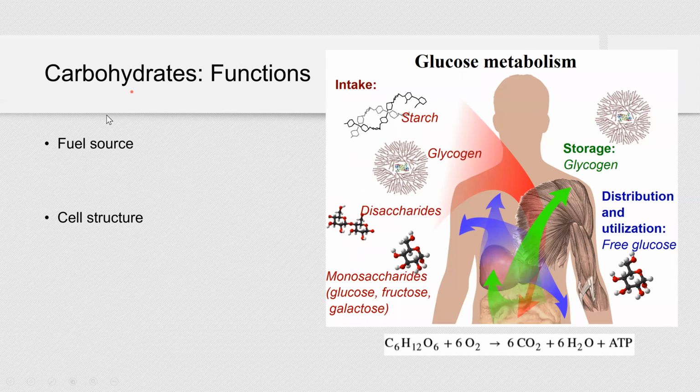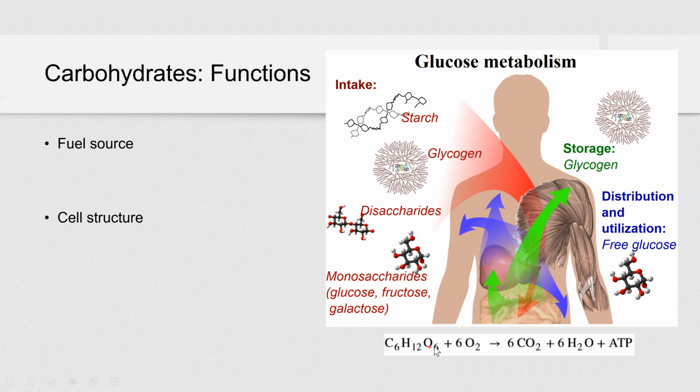Right, so mostly carbohydrates are a source of fuel, and for plants they are a cell structure, but not for us that much. So here you can see that you take in starch, you take in glycogen, because when you eat animal products, they don't have starch, they have glycogen. You also consume disaccharides, like table sugar, and monosaccharides: glucose, fructose, galactose. And then you digest those molecules into free glucose.